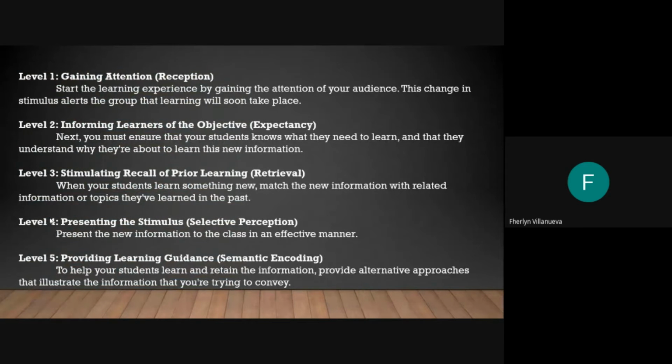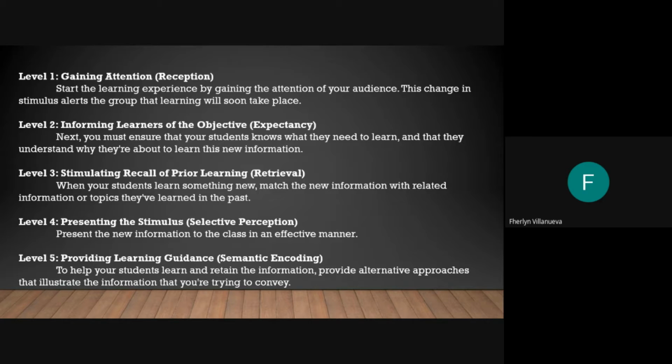So, a little overview about Gagné's nine levels of learning. Level 1, which is gaining attention or reception. How will you gain the attention of your students? Of course, you must first raise your volume, gesticulate, display a short film on the topic of instruction, or use any other event that ends the waiting for the lesson to start phase.